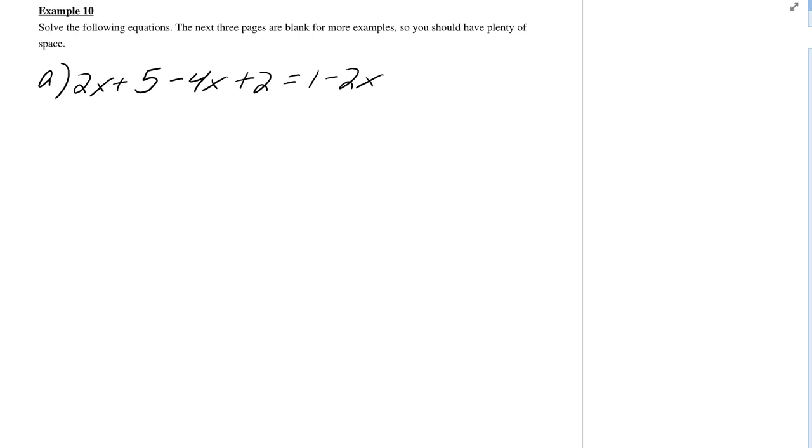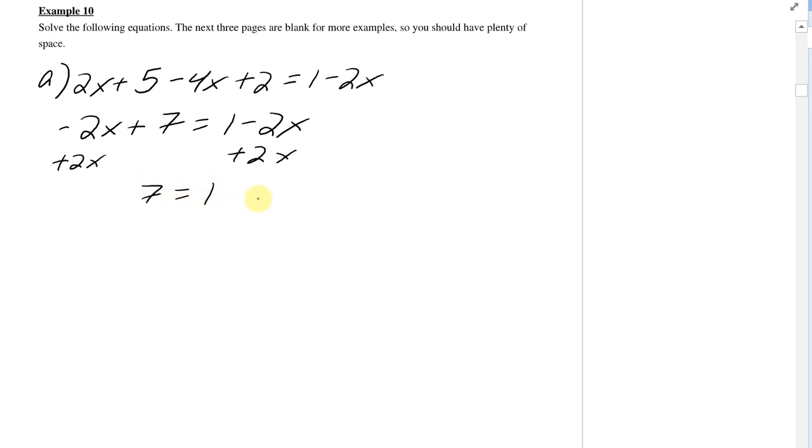Okay, so I'm going to go ahead and collect my like terms. So this will become negative 2x plus 7 equals 1 minus 2x. And then I'll add the 2x to each side. And so now I get 7 equals 1. So what is that? That is going to tell me that there is no solution.